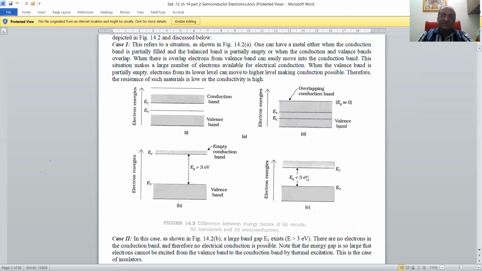If we think about semiconductors, then for semiconductors, this band gap energy that is less than 3 electron volt. That is less than 3 electron volt.